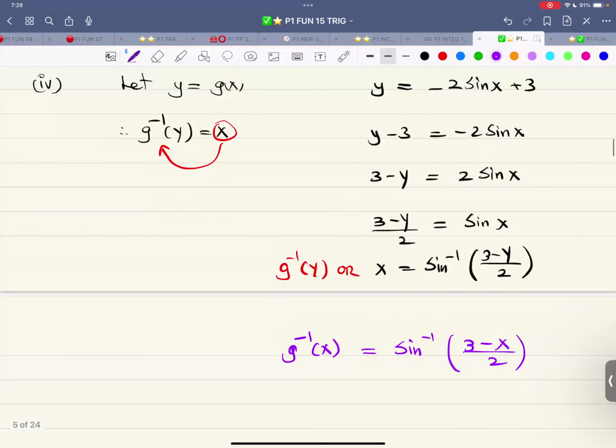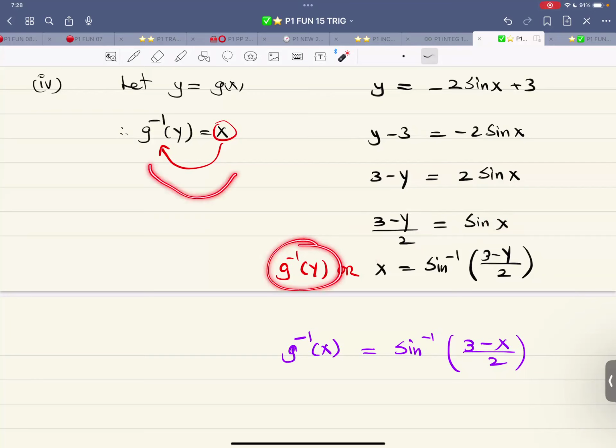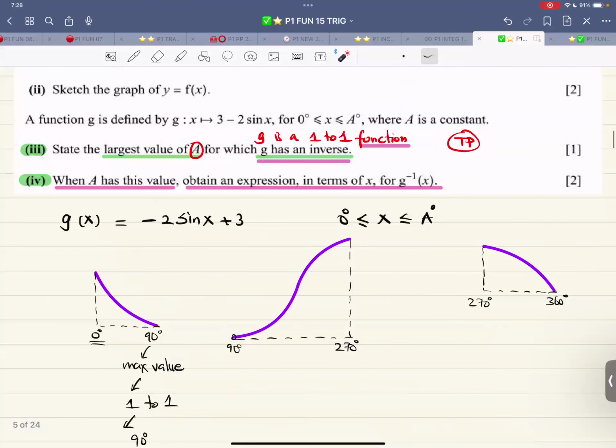Let me double check everything. This is y minus 3 is negative 2 sine x. I first multiplied with a negative, so this is 3 minus y. This becomes positive. I divided by 2. Sine x is this thing. Therefore, I made x the subject. Sine inverse of sine of this is this. Therefore, x is sine inverse of this thing, that is equal to g inverse y. Therefore, g inverse x is sine inverse of 3 minus x over 2. So all good, all clear.